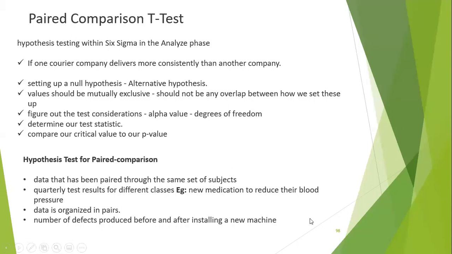See, for example, we introduced a pre-billing team, right? Before the pre-billing team, what was the percentage of denials, and after the pre-billing team, what is the percentage of denials or rejections we are getting? You take that and then you start comparing. Okay, that's called your paired comparison t-test.